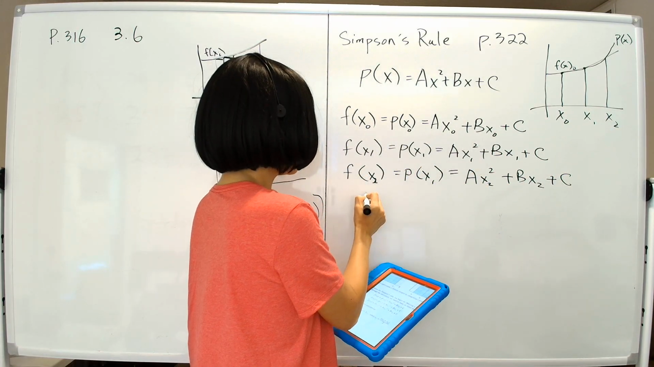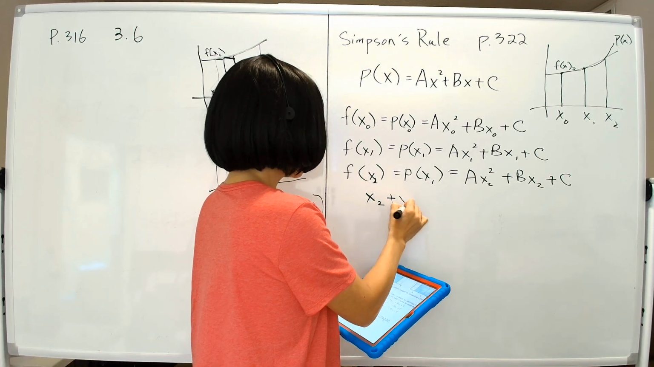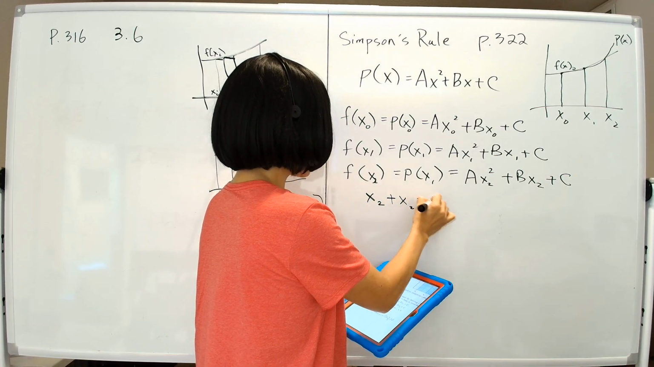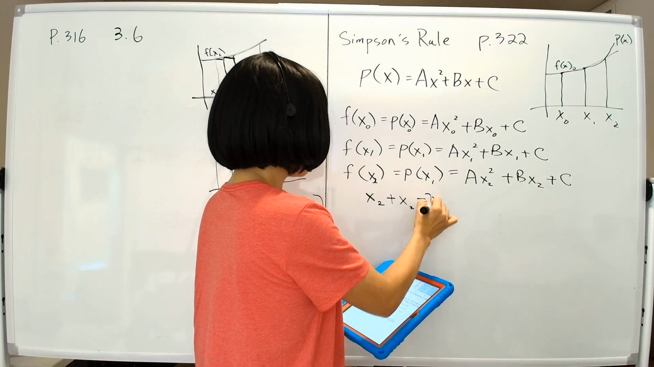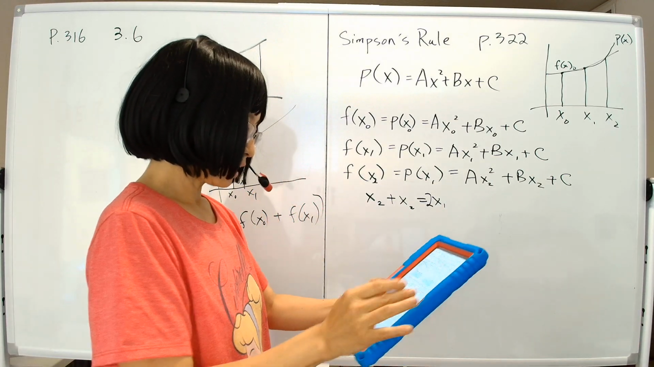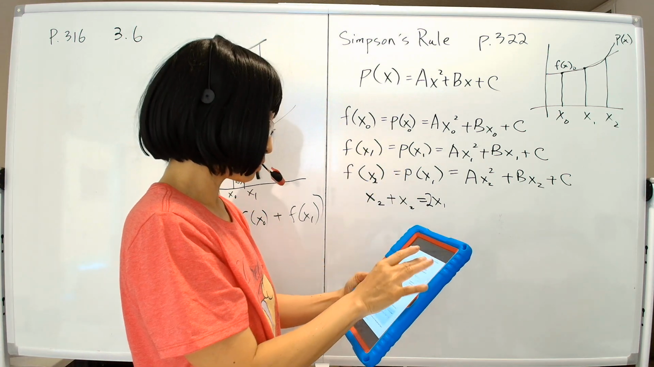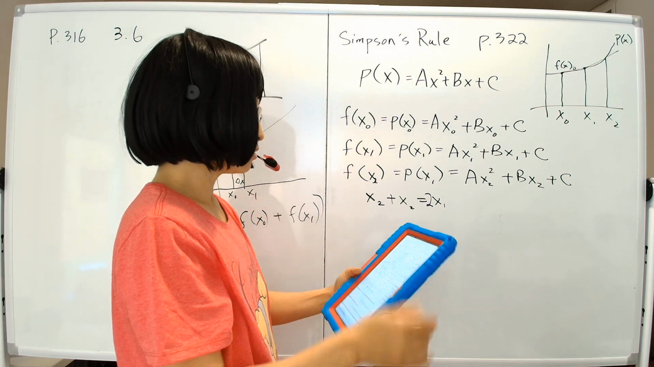So here's a fact that says x2 plus x0 happens to be equal to 2 x1, being that thing is the average. All right, now having said that, let's turn the page. So now we have all these facts at our disposal. What is the original integration?